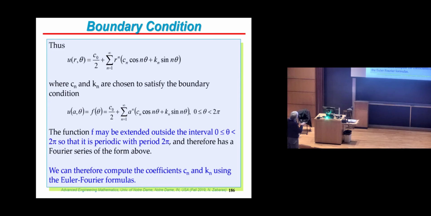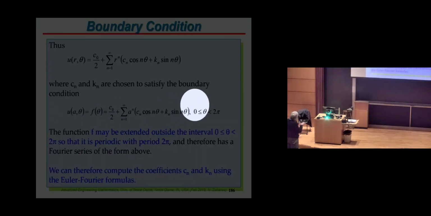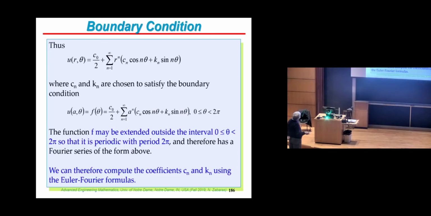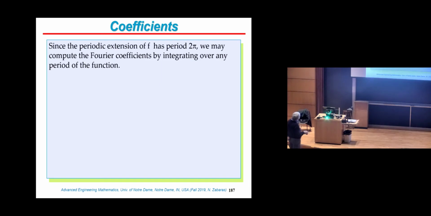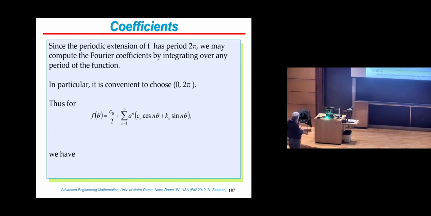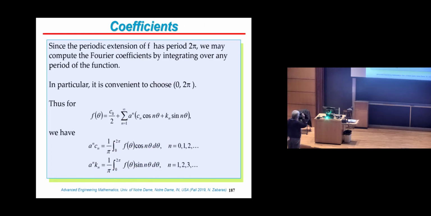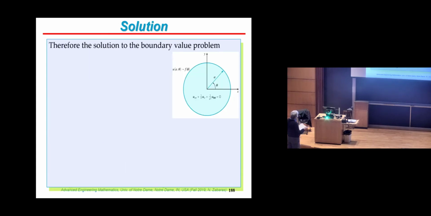So basically, f of theta has to be equal to that. And immediately you can identify what the coefficients C0, Cn, and Kn have to be by using the Euler formula, a very famous Swiss mathematician, okay? An Euler formula. All right, and those are the answers, and we are done.